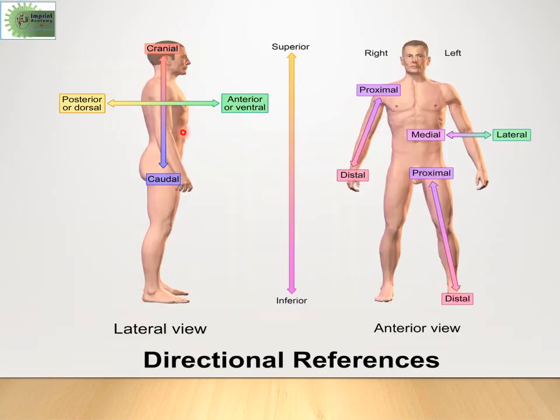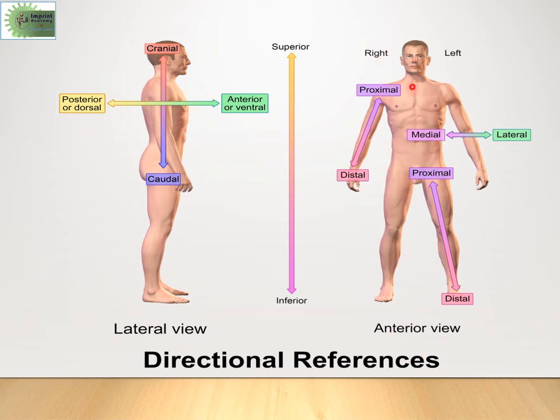Again, we can take a reference. The upper part is called superior. The lower part of the body is called inferior. A superior part you can also call cranial or cephalic, and the lower part you can call caudal. The coronal plane divides the body into the front and the back. Front is also called anterior or ventral. Backside or behind is called posterior or dorsal.